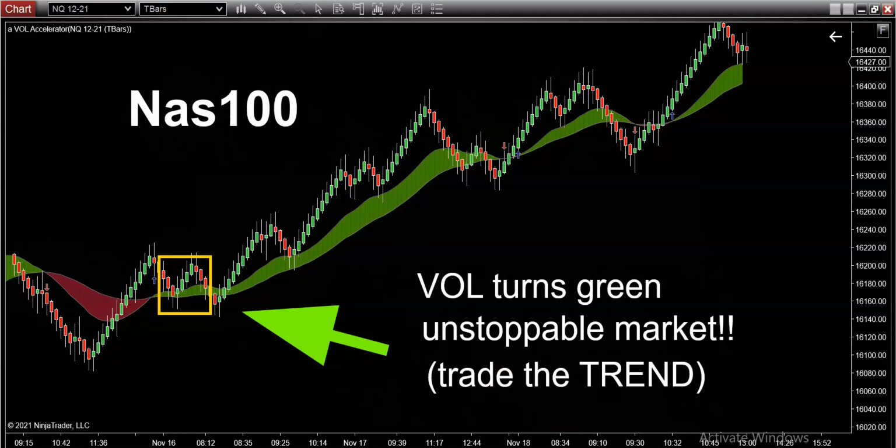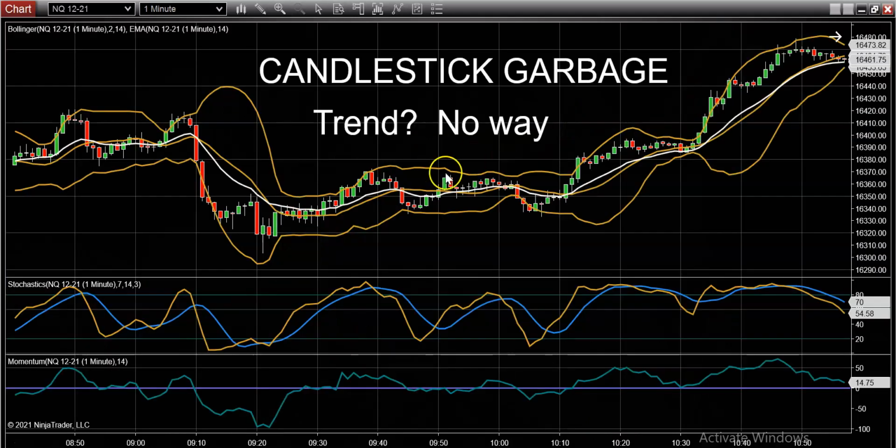You don't have to sit and stare at this chart for hours and hours trying to demystify what you think the trend direction is. It's easy. If it's red, think about shorts. If it's green, think about longs. You're done. And good luck trying to figure it out on your candlesticks.